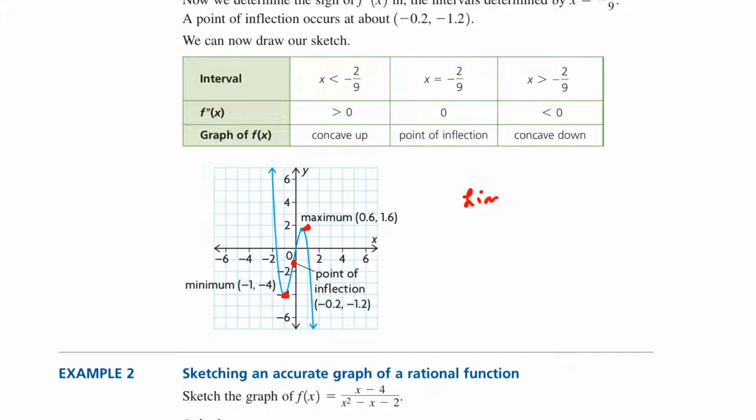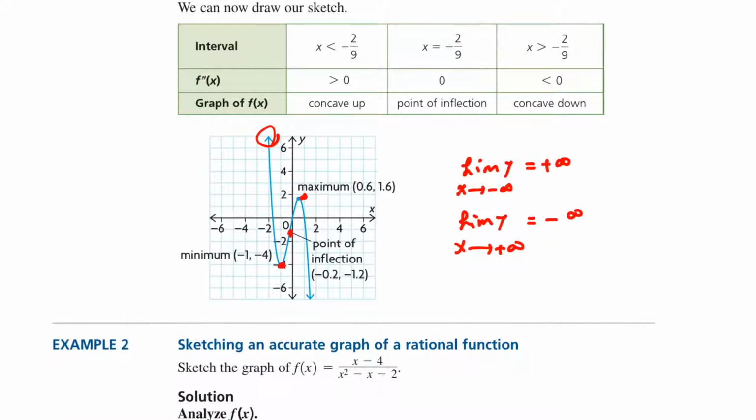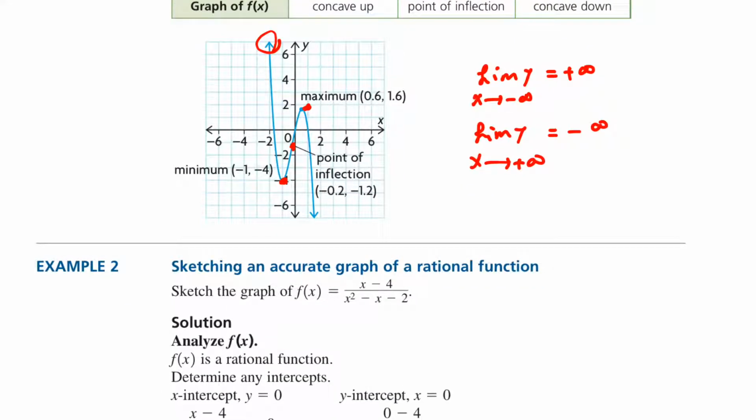The limit of y as x approaches negative infinity is positive infinity. The limit of y as x approaches positive infinity is negative infinity. The dominant term in the function is -x cubed. By joining these points, we have the graph of the function.